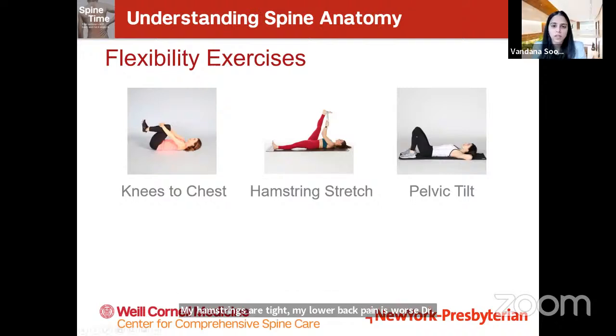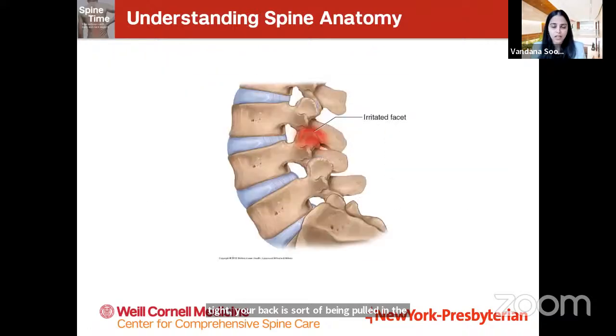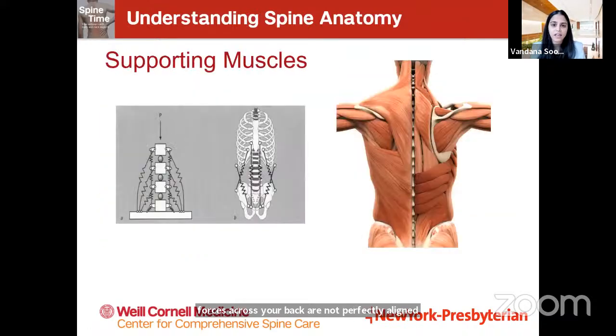Sure. So when your hamstrings are tight, your back is being pulled and the forces across your back are not perfectly aligned. So if your hamstrings are very tight, it's going to cause more pressure on certain parts of your back, and you're not going to have the same amount of flexibility or the same amount of movement as you might normally have. And so definitely working on tight hamstrings is a big part of rehabbing the lower back in particular.